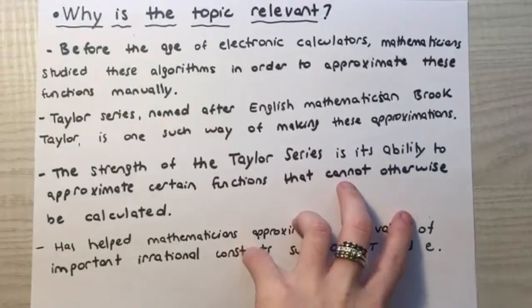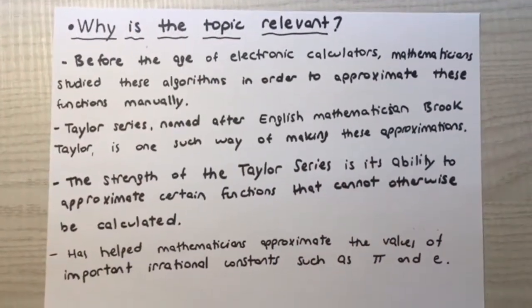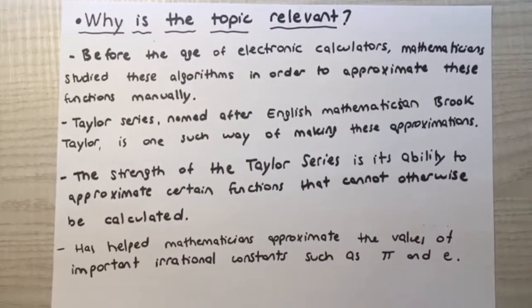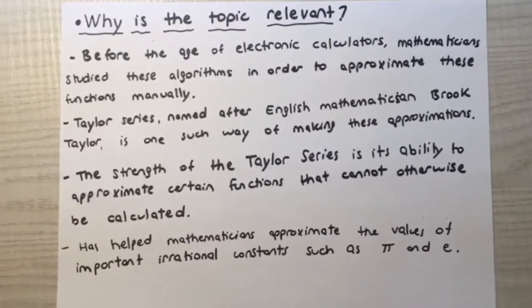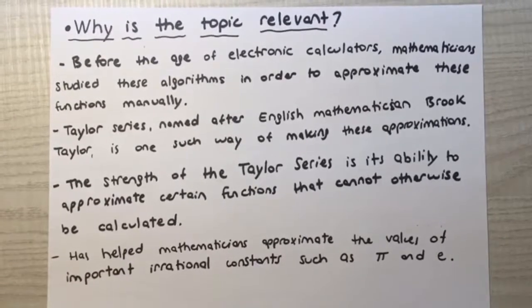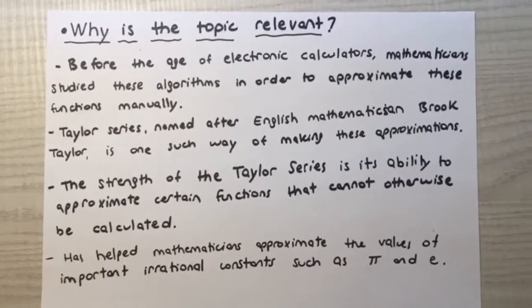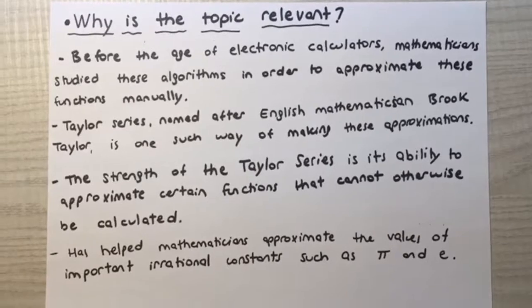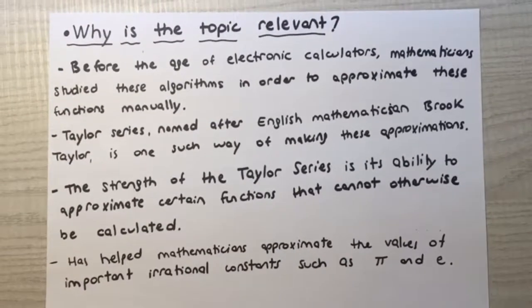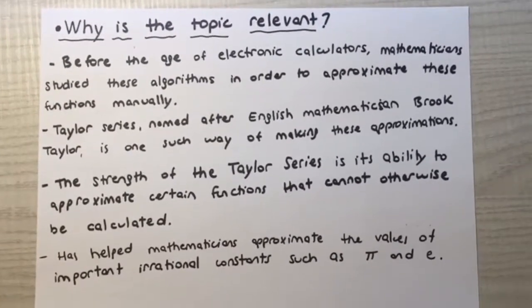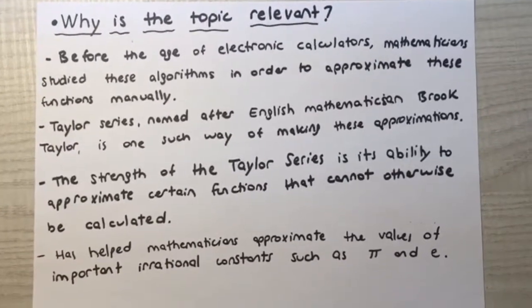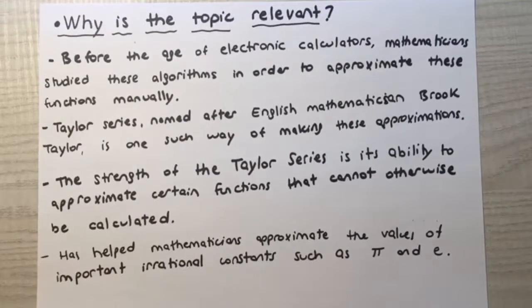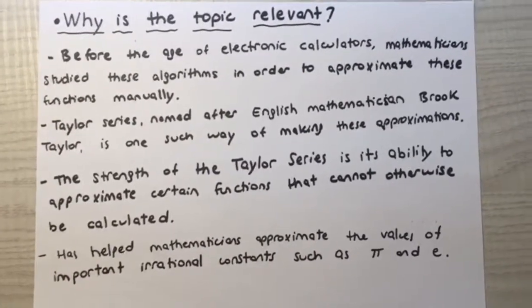Now, you would ask yourself, why is this topic relevant? Before the age of electronic calculators, mathematicians studied these algorithms in order to approximate these functions manually. The Taylor series, named after English mathematician Brook Taylor, is one such way of making these approximations. The strength of the Taylor series is its ability to approximate certain functions that cannot otherwise be calculated. This has helped mathematicians approximate the values of important irrational constants such as pi and e.